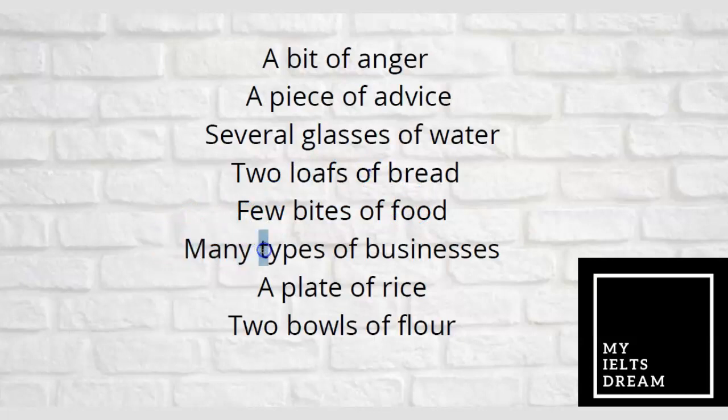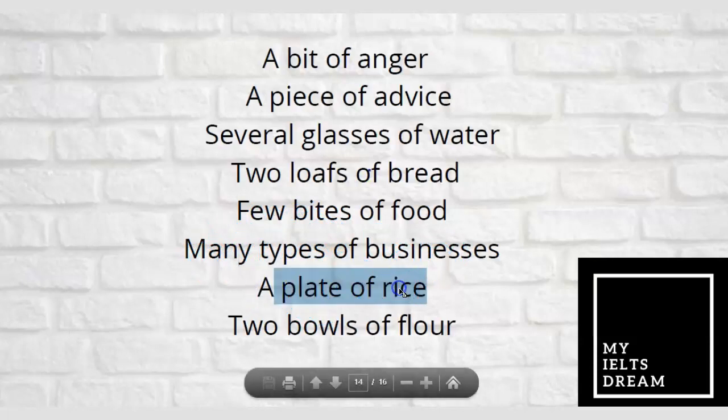Many types of businesses. Now, businesses is again a flexible term. It can be sometimes countable, sometimes uncountable, but if we are using it in a context where it is uncountable, it's better to have a partitive expression before it and then use a quantifier for a countable noun before the partitive expression, so the phrase is accurate. A plate of rice, 2 bowls of flour.